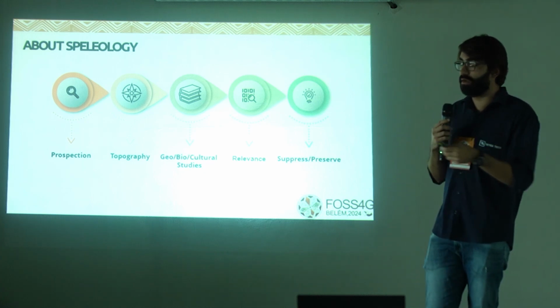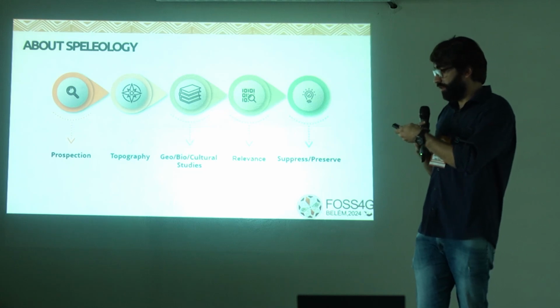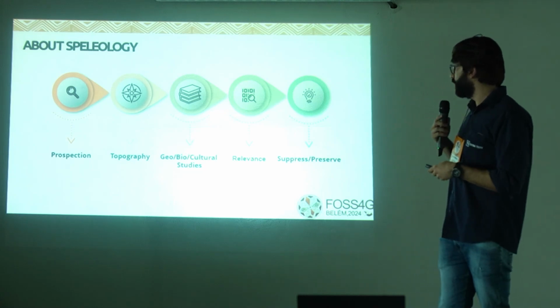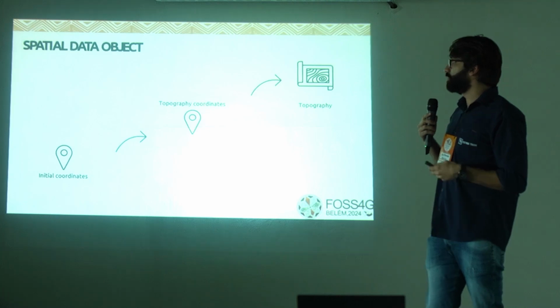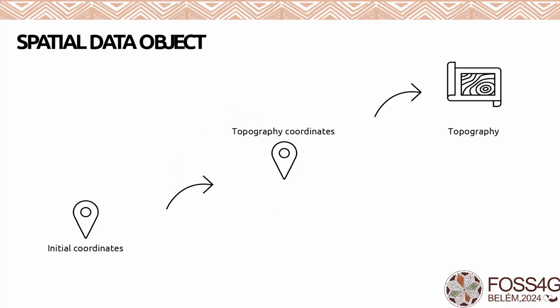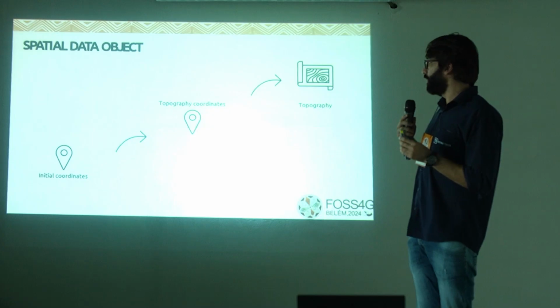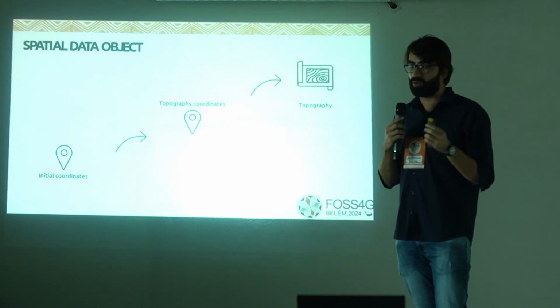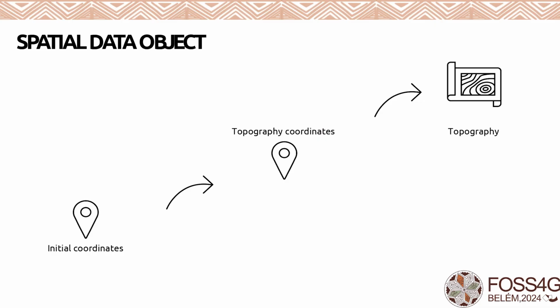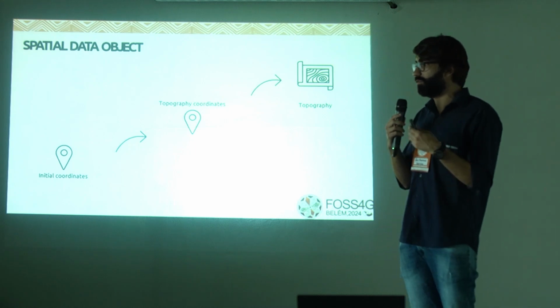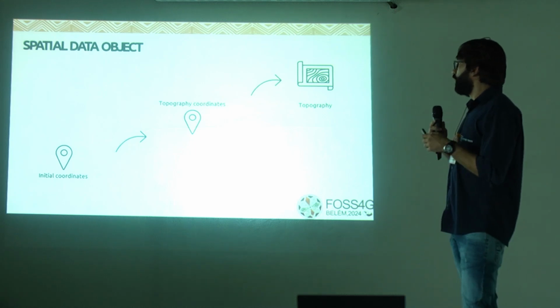So this is pretty much the roadmap of this speleological study. And talking about the spatial data object, which is the main point here. As I mentioned, in the prospection phase, it's just to identify the cave, so it's a coordinate. Then it changes to a more accurate coordinate, the topography coordinate. And that coordinate is updated to a 2D representation of the cave, which is a polygon, but it could also be a multi-polygon because caves can have holes within them.